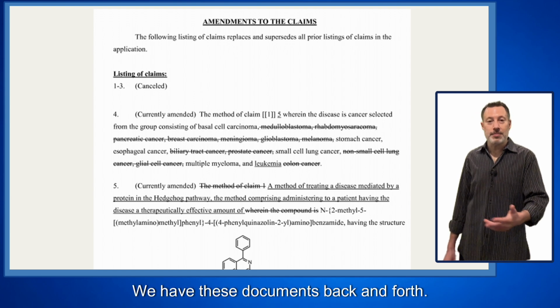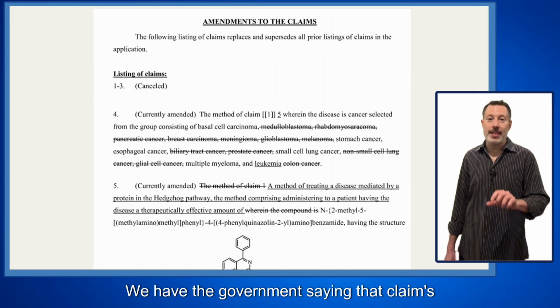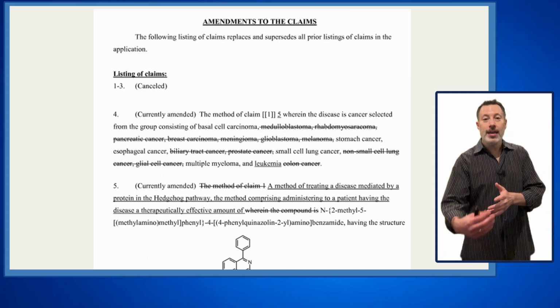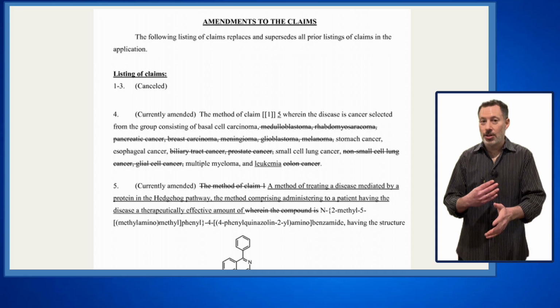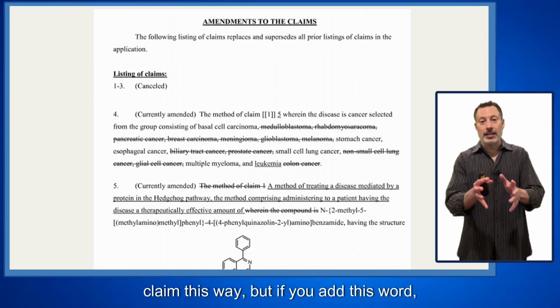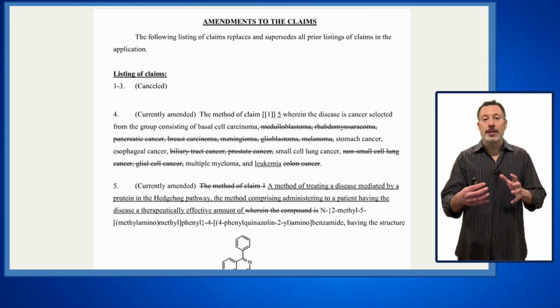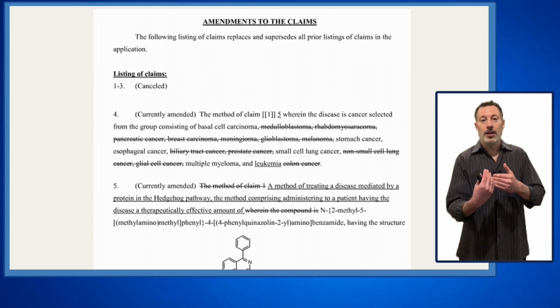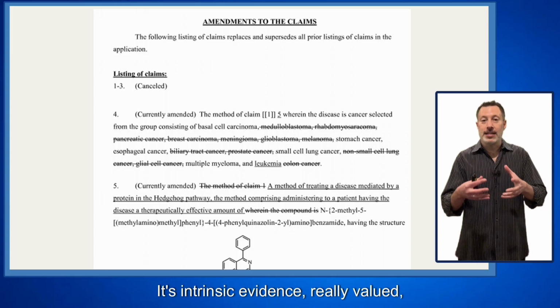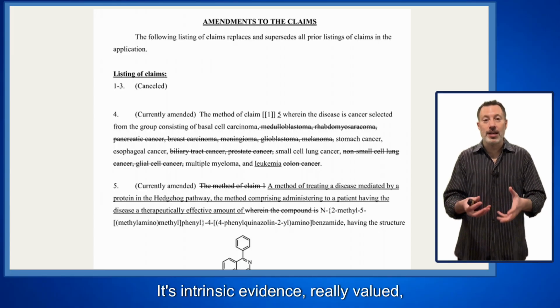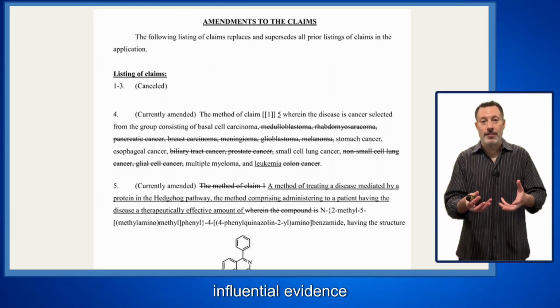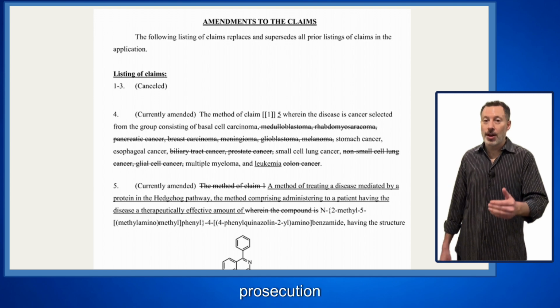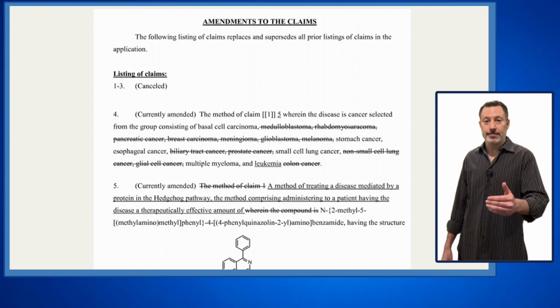We have these documents back and forth. We have the government saying that claim's no good, here's why. Then the applicant makes a change, or the examiner says, I don't like the claim this way, but if you add this word, it'll solve the problem for me. Great. We have wonderful information from that back and forth with the government about what the claim actually means. It's intrinsic evidence, really valued, influential evidence from the prosecution history.